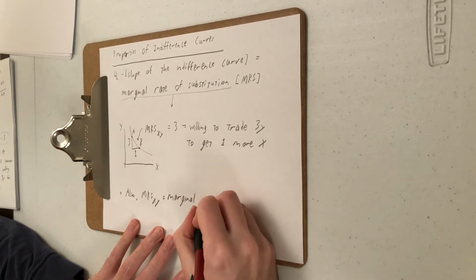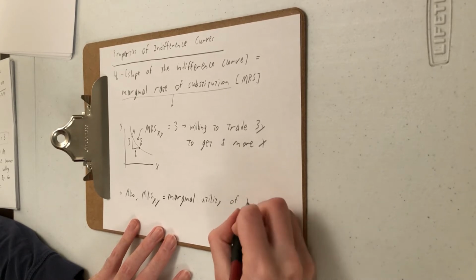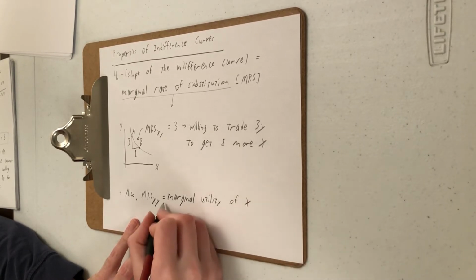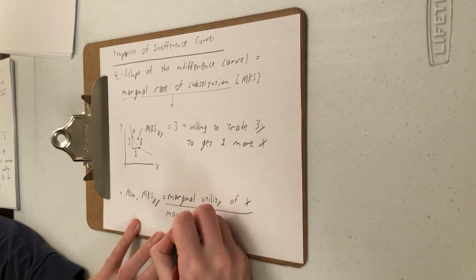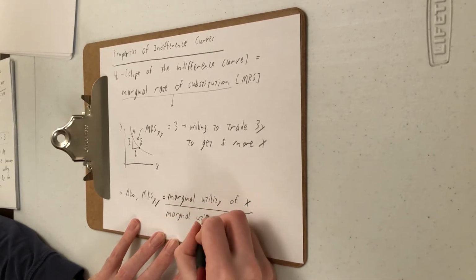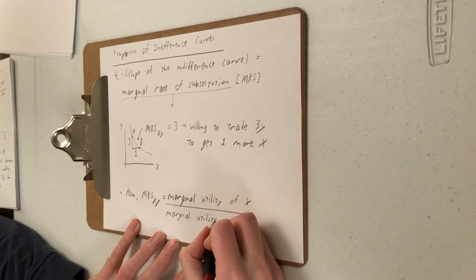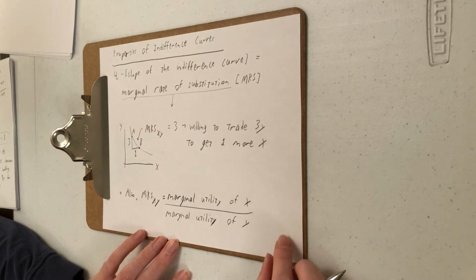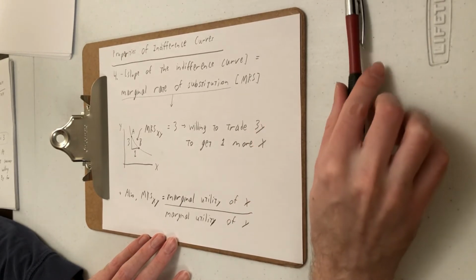So it's the marginal utility you get from X divided by the marginal utility of Y. If we think about it a bit, this actually makes sense why this would be equivalent to this story over here.